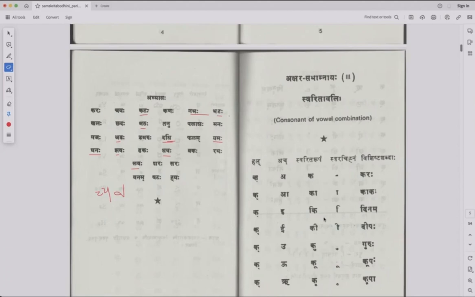Lavana, which indicates cutting, what varga is it? Anything to do with your teeth. Ta varga. Dantyam. Okay, dantaha.